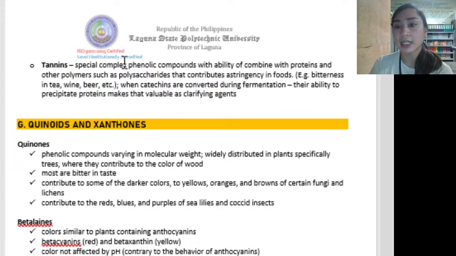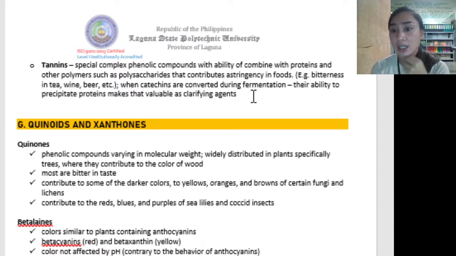We also have tannins. So, tannins, alam ko naririnig nyo na to, pero hindi siya masyado na-discussed. So, they are also part ng phenols natin, but it has the ability of combining with proteins and other polymers, such as polysaccharides, na nagko-contribute sa astringency. When we say astringency, parang akala mo bitterness, yung sa taste ng pagkain. So, for example, usually, yung bitterness ng tannins, it contributes to tea, to wine, to beer. Yan yung mga beverage na yan.